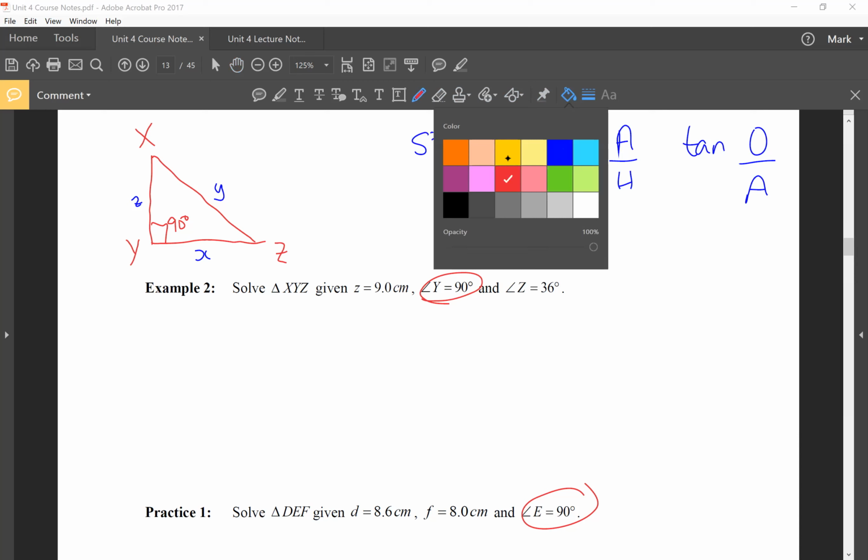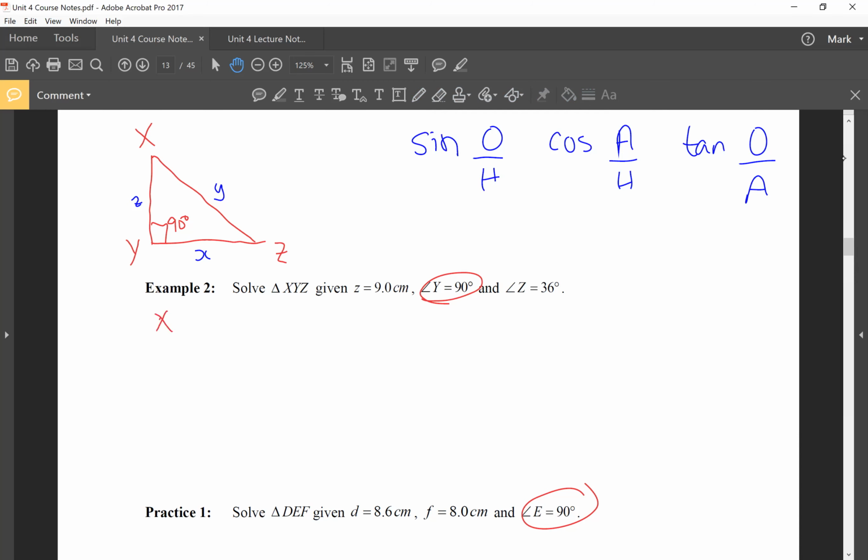I can find my angle X very easily. Angle X will be 180 minus 90 minus 36. I should be able to do that in my head, but I'm tired: 54. Now that's Abdul Rahman's suggestion. He said, why don't we just subtract the angles from 180? That works. I will show you how to get this in another way.